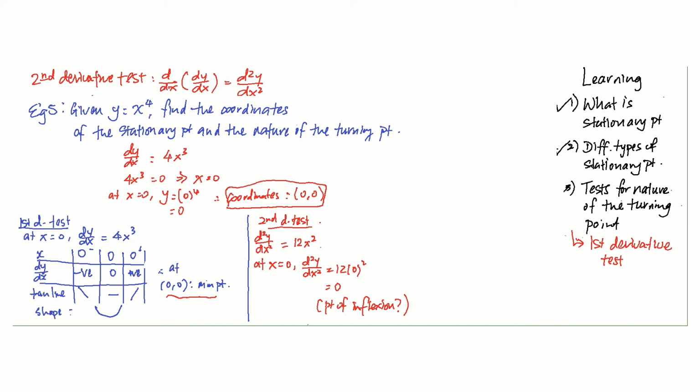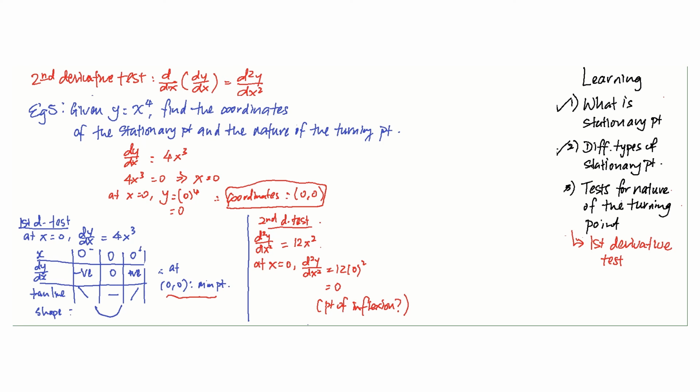But if you go on by the second derivative test, which is what the second half of the class did, you would have gone on to find d2y over dx squared, which is 12x squared. You sub x equals 0, and you realize that it is equal to 0. So does that mean it's a point of inflection? Notice that these two approaches give us two different answers.